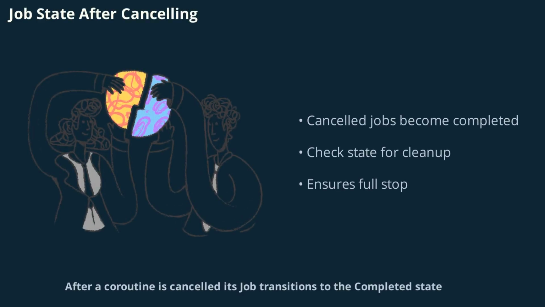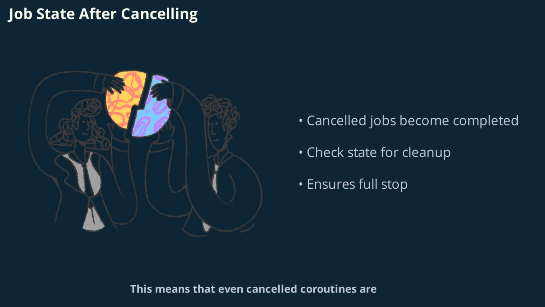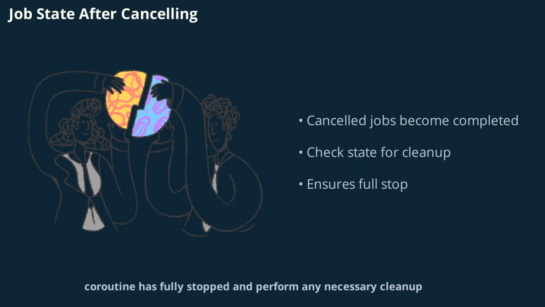After a coroutine is canceled, its job transitions to the completed state. This means that even canceled coroutines are considered completed from the perspective of the job. You can check this state to confirm that the coroutine has fully stopped and perform any necessary cleanup.